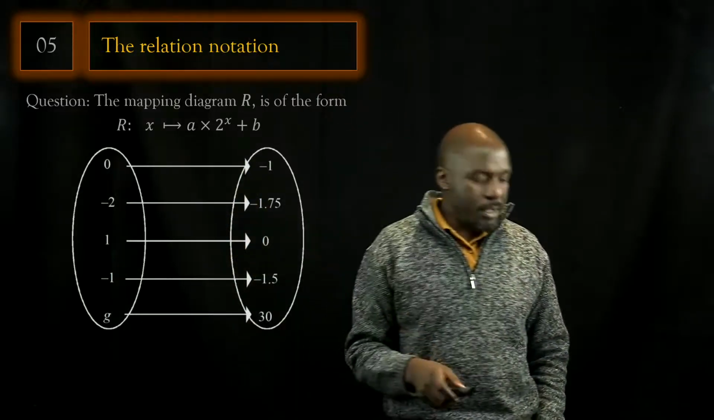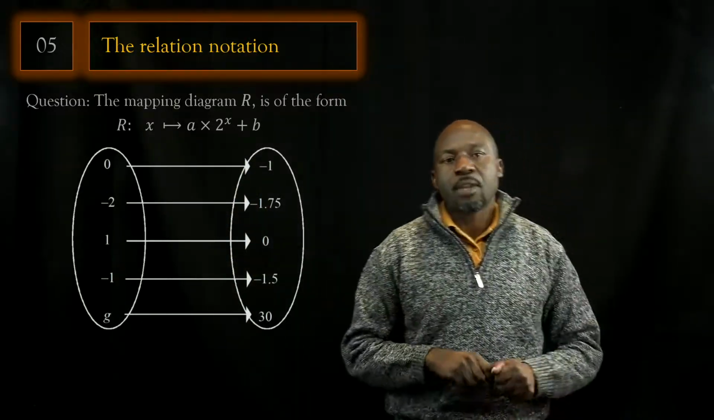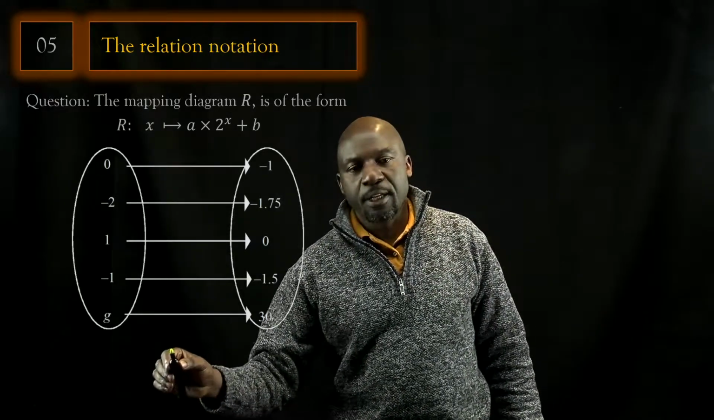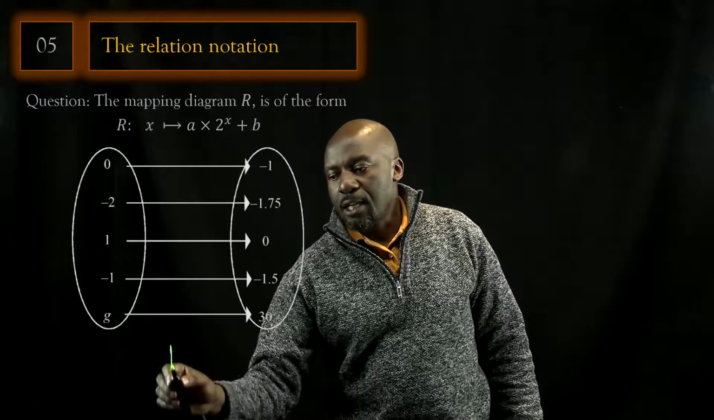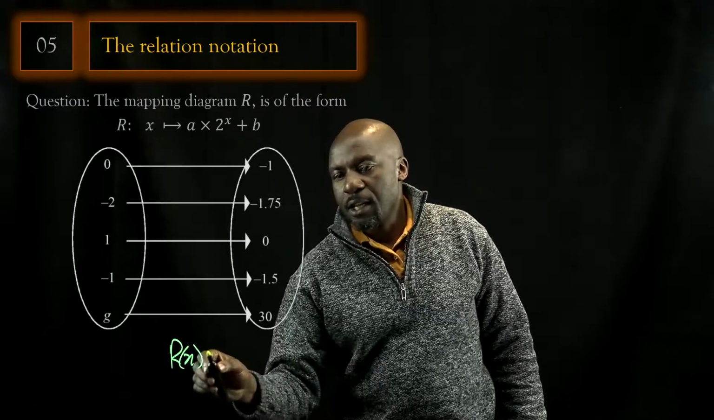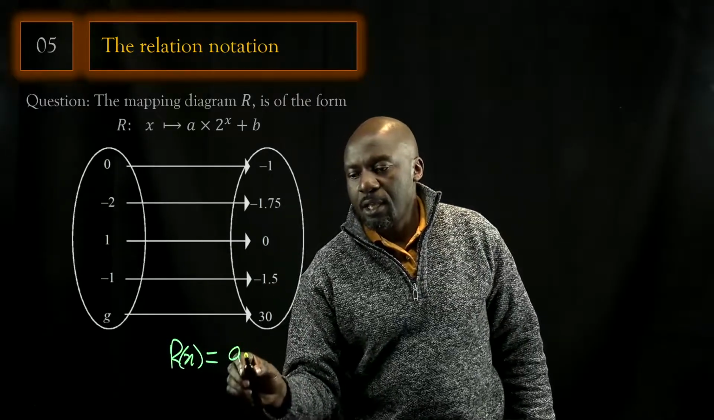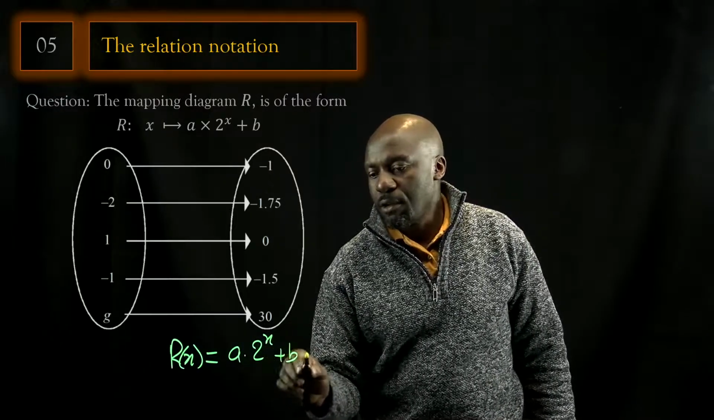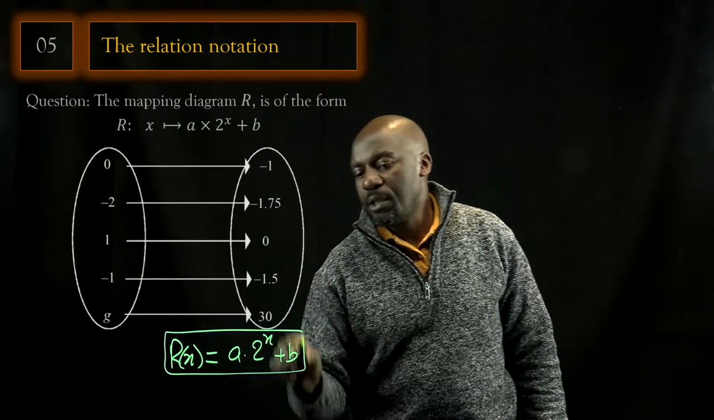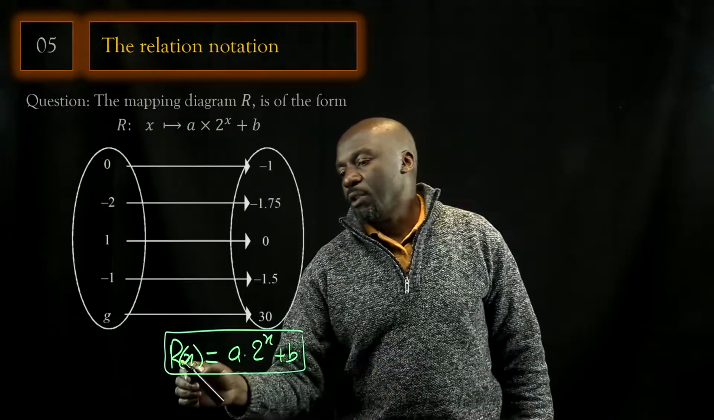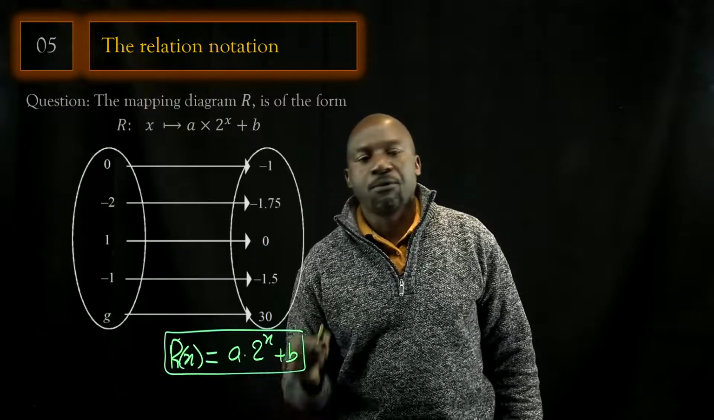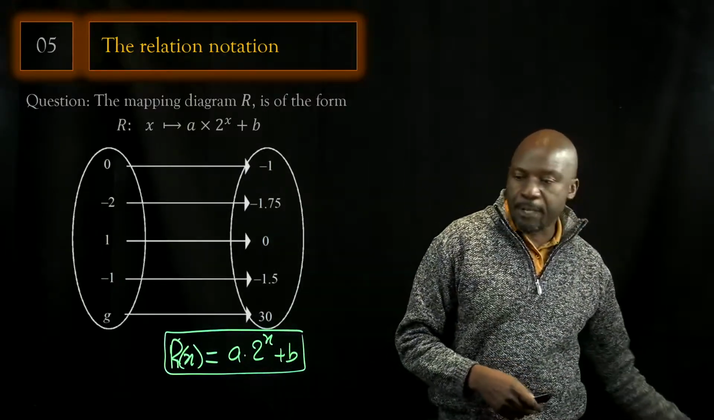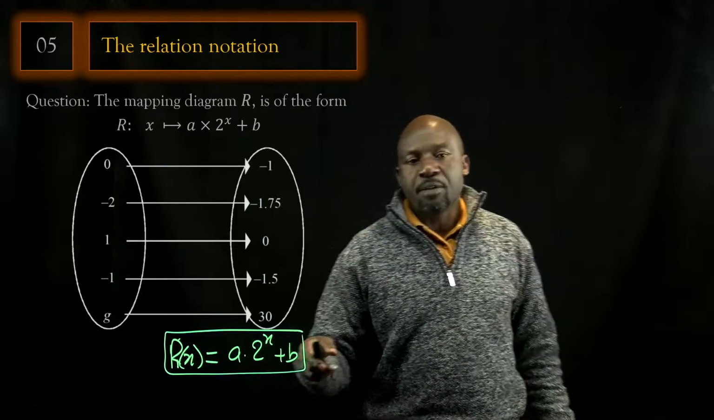It's similar to saying, and if I write it like this, most of you will understand this immediately. This is similar to saying that r of x is a times 2 power x plus b. Okay, so you are familiar with this expression here. Normally we remove r and put f for function, as we will see later. So we are already ahead of the curve here, so it makes life much easier.